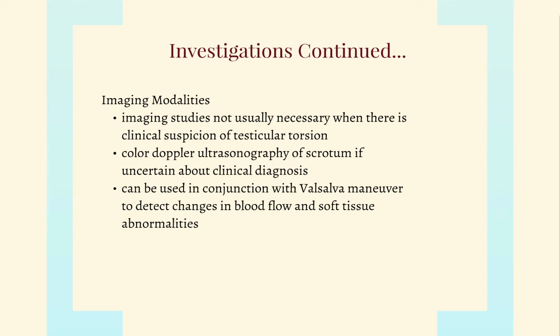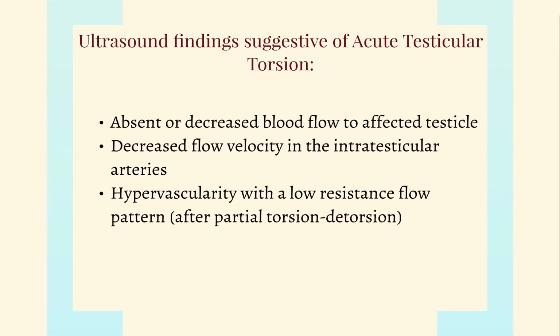Imaging studies are not usually necessary when there is clinical suspicion of testicular torsion. If you're uncertain, color Doppler ultrasonography of the scrotum is usually used, which can be used in conjunction with the Valsalva maneuver to detect changes in blood flow and soft tissue abnormalities. Ultrasound findings suggestive of acute testicular torsion include absent or decreased blood flow to the affected side, decreased flow velocity in the intratesticular arteries, and hypervascularity with a low resistance flow pattern after a partial torsion-detorsion event.